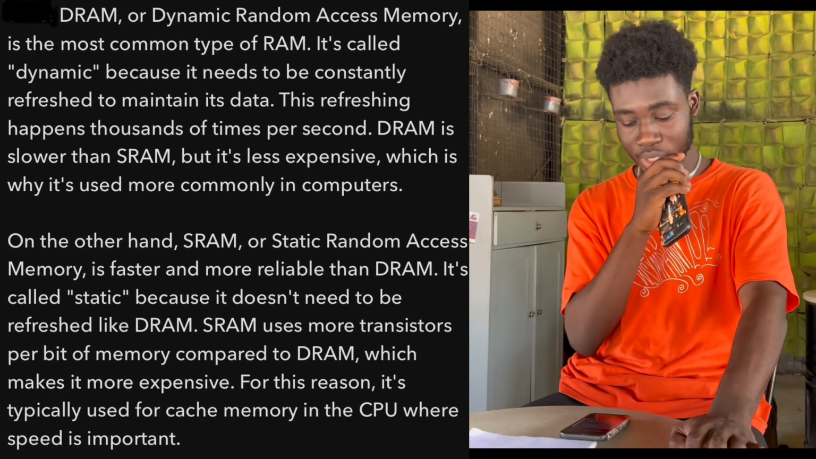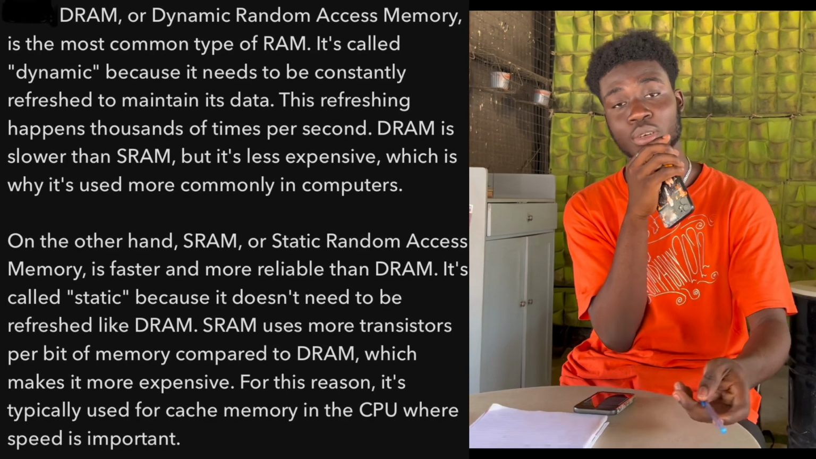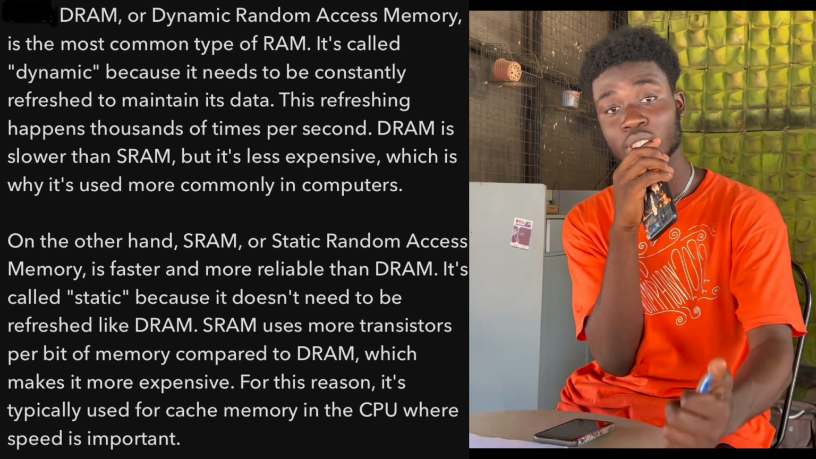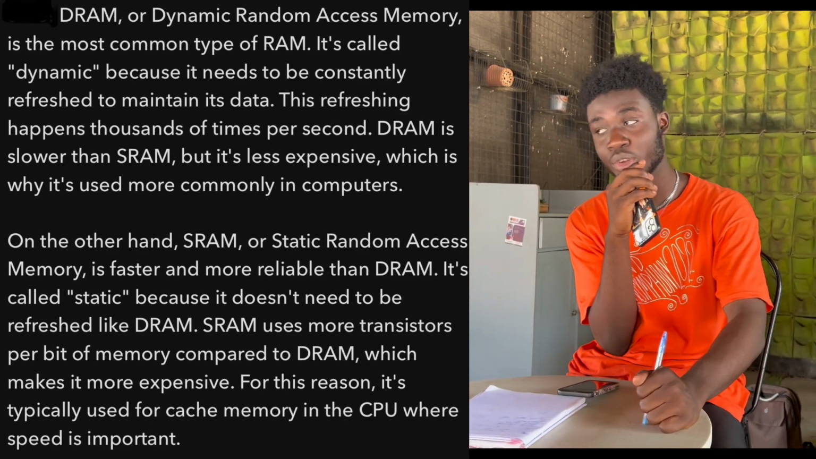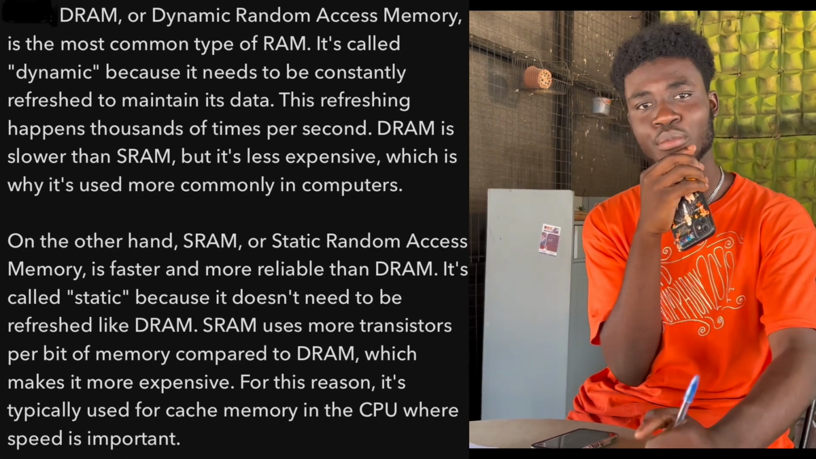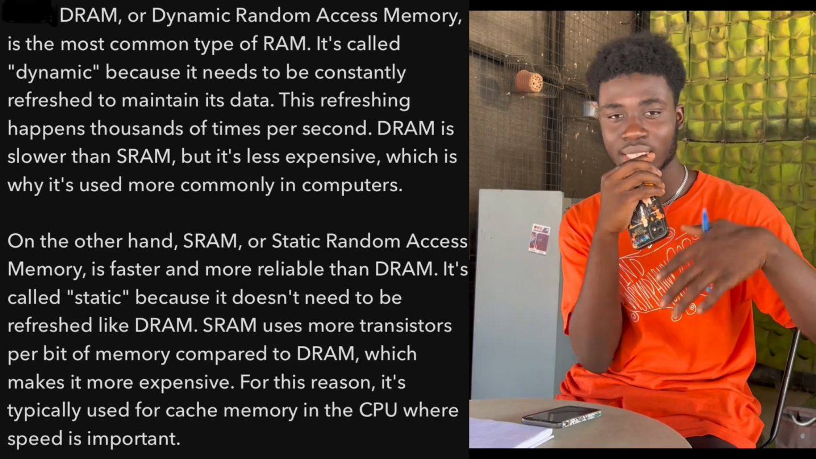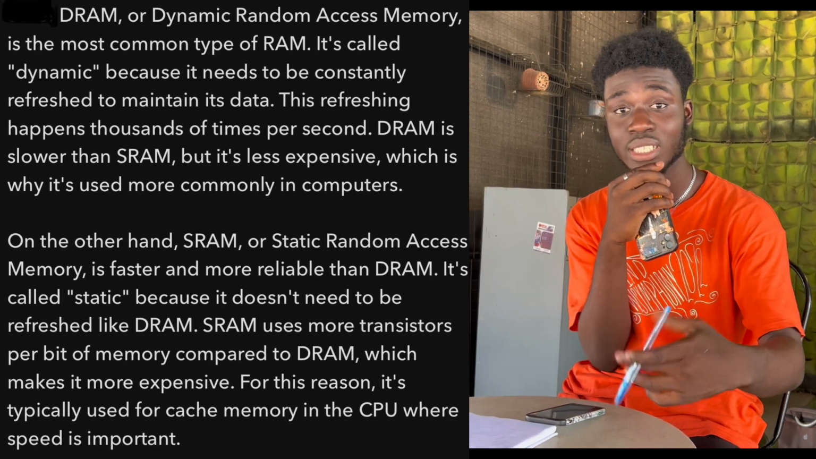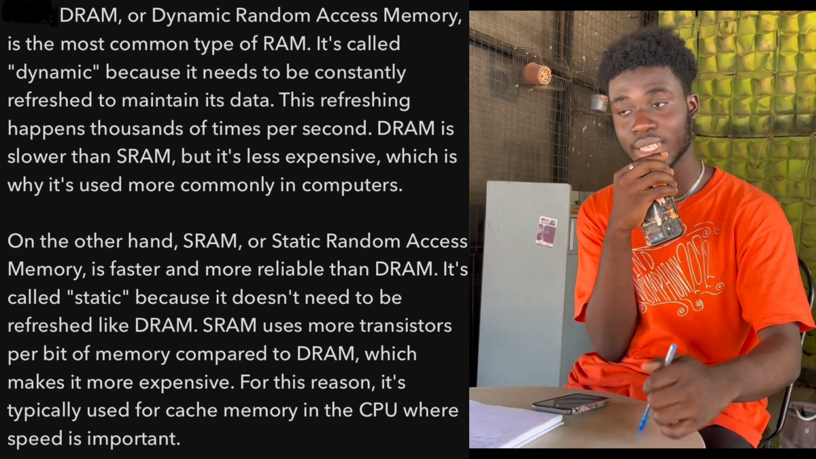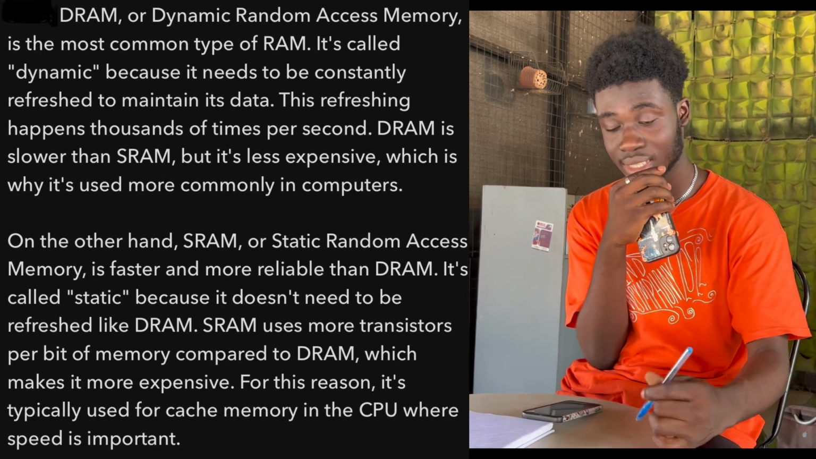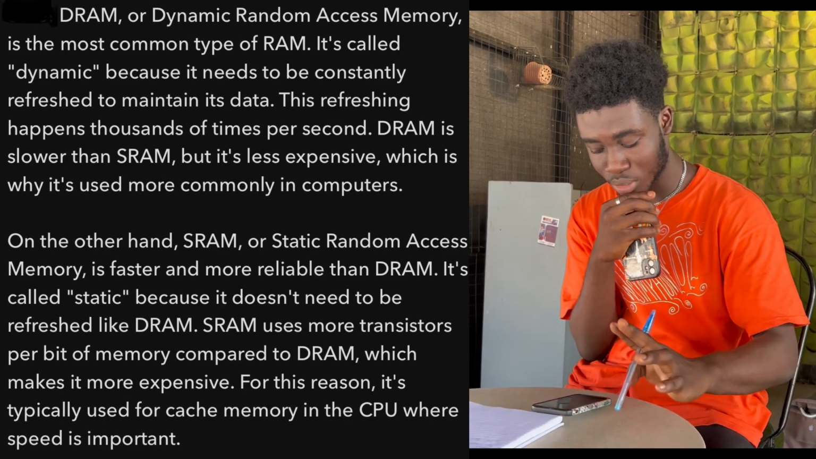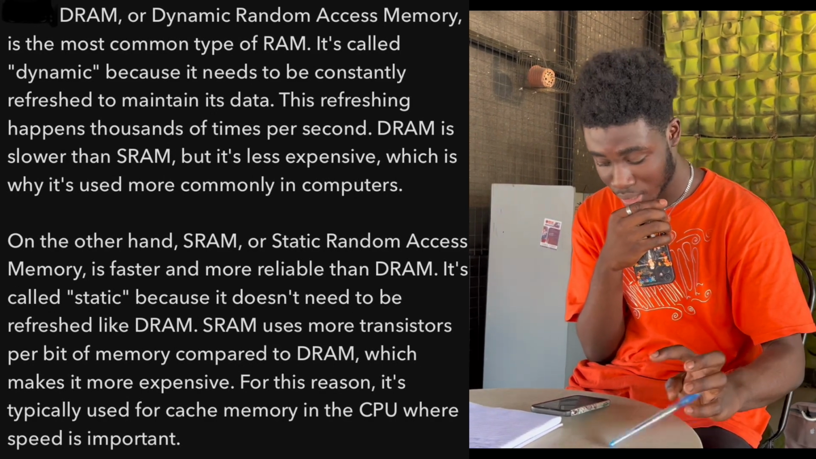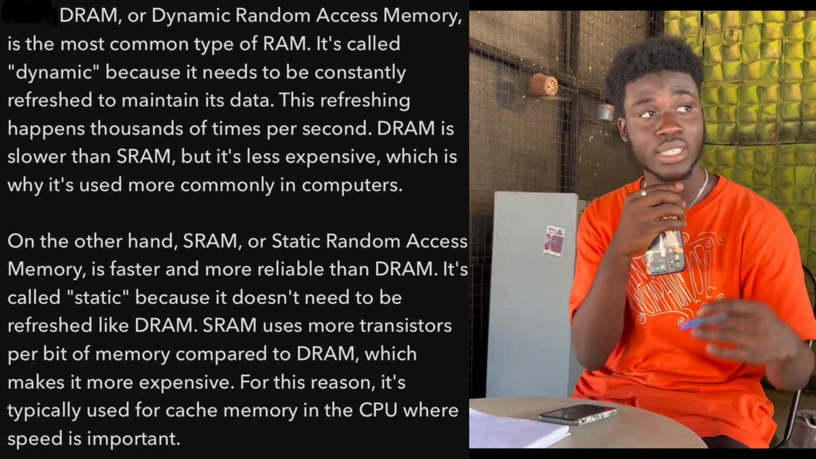Okay guys, so let's move to the types of RAM. That's the SRAM and the DRAM. The DRAM is called the dynamic random access memory. The DRAM got its name because to be able to access information from the DRAM, you need to consistently refresh the data to be able to get access to it. The SRAM is the static random access memory. It's static because information is basically at a constant place.